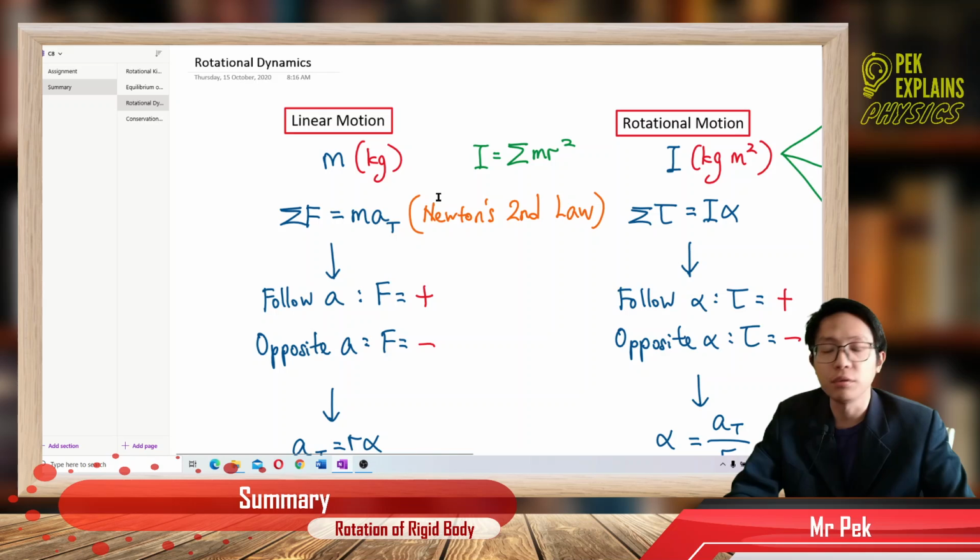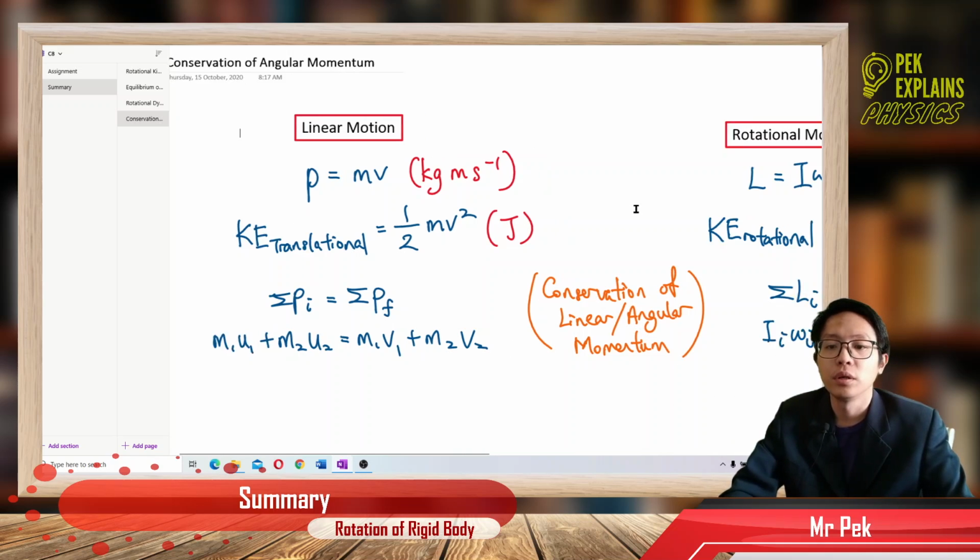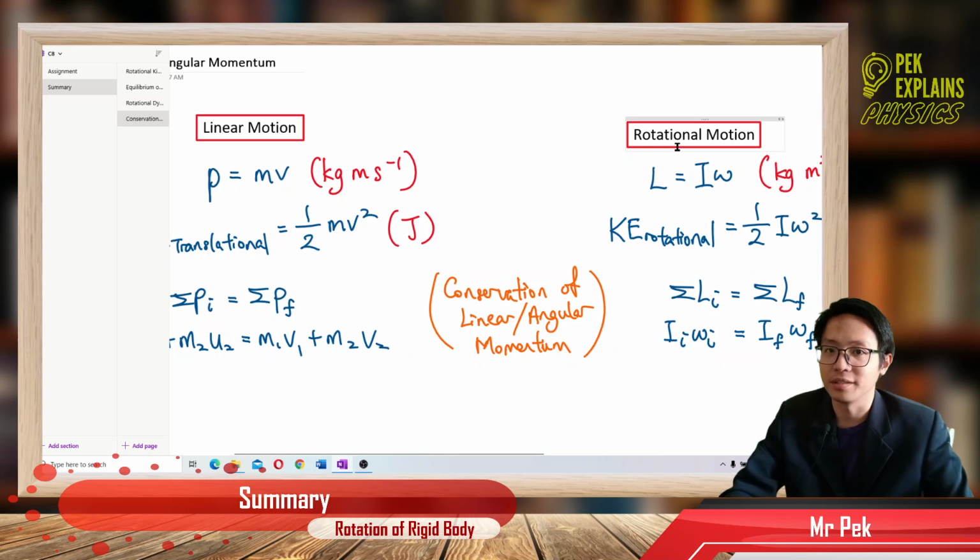Rotational dynamics is about Newton's second law, total F equal to ma. We also have terms in rotational motion. And conservation of angular momentum. This is the last subtopic. You learn about conservation of momentum, m1u1 plus m2u2 equal to m1v1 plus m2v2. Now, we are going to translate that all to terms in rotational motion.